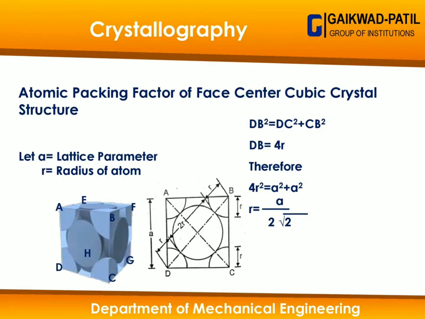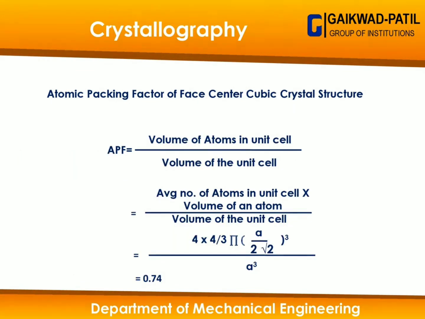So when we apply the APF formula, that formula is volume of atoms in unit cell upon volume of unit cell. Hence we can write its formula as average number of atoms in unit cell multiplied by volume of an atom, upon volume of unit cell. The average number of atoms in unit cell of the FCC crystal structure that we calculated in the earlier lecture is 4. So 4 into 4 divided by 3 pi into r value, a divided by 2 under root 2 whole cube, divided by a cube, right? So here we can calculate the value as 0.74.